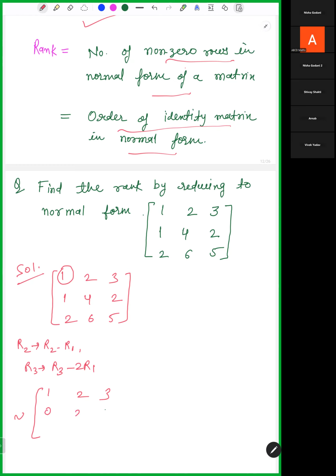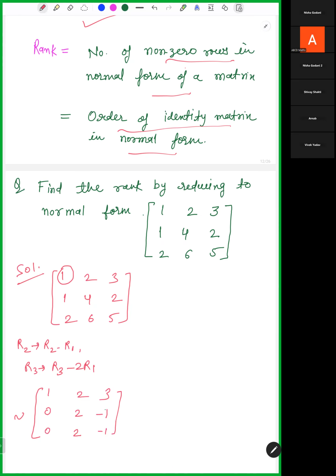4 minus 2 is 2. 2 minus 3 is minus 1. Then in R3, R3 minus 2 R1 means multiply by minus 2 in R1 and add in R3. So minus 2 plus 2, 0. Minus 4 and plus 6 is 2. Minus 6 and 5 is minus 1. Now you have this. Okay.